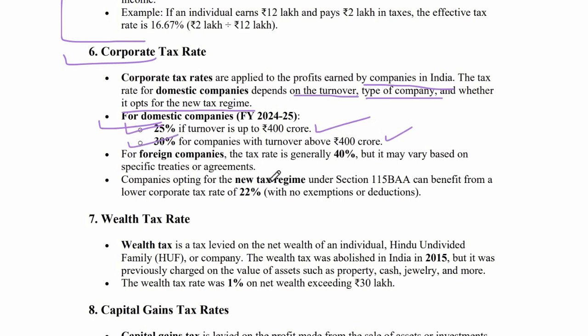For foreign companies, the tax rate is generally 40%, but it may vary based on specific treaties or agreements. Companies opting for new tax regime under Section 115BAA can benefit from a lower corporate tax rate at 22%. That is, they cannot claim any exemptions or deductions.